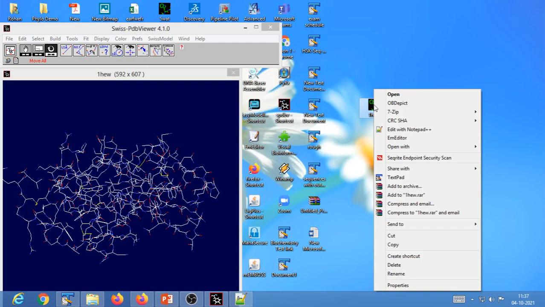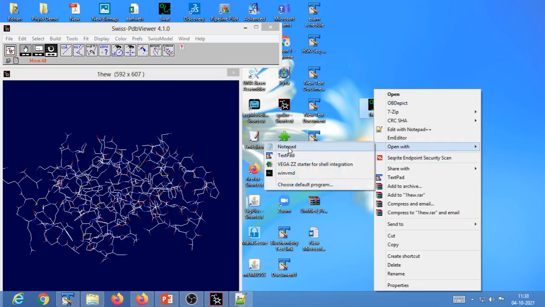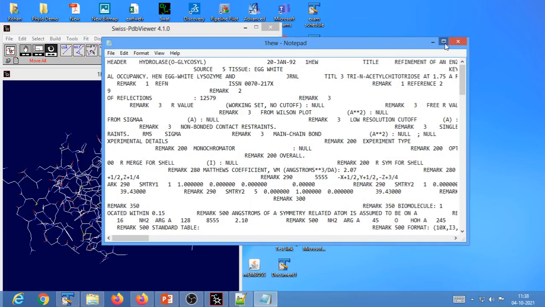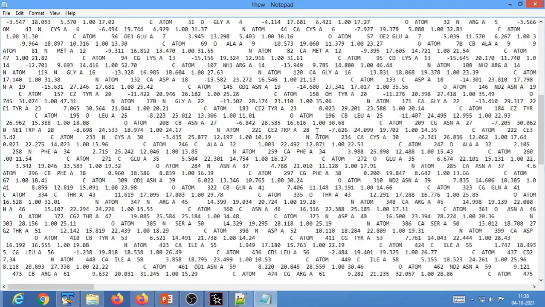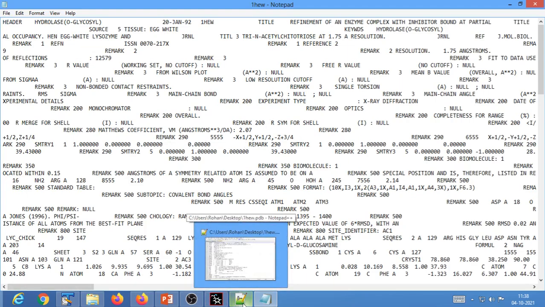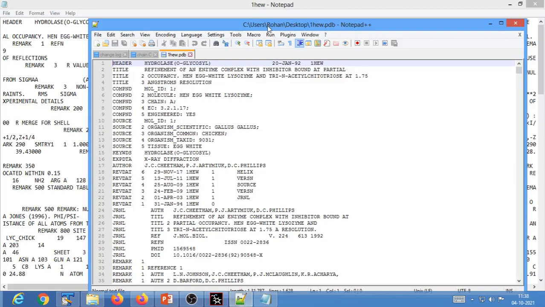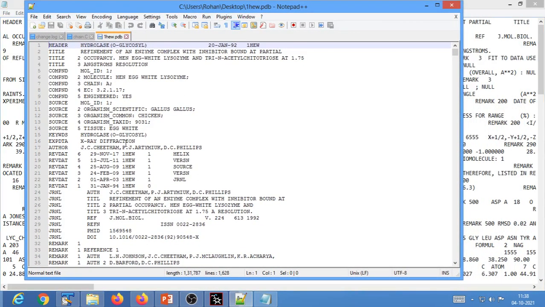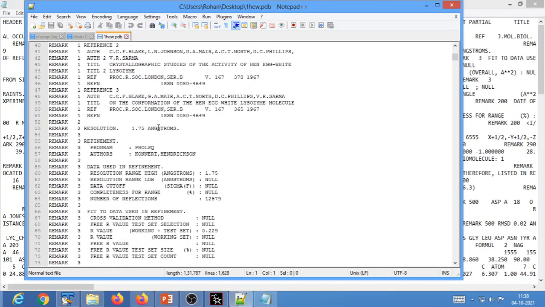Okay, now to answer this, let us try to open it using your Notepad and see how things would appear. So this is how things would appear when you try to open that PDB file in your Notepad, and it looks quite chaotic. You won't be able to understand what is exactly written in your PDB file. But if you open it in some advanced text editor like Notepad++ or TextPad, the same file would appear something like this. Now it appears to be quite organized, and you can make out what exactly is written.